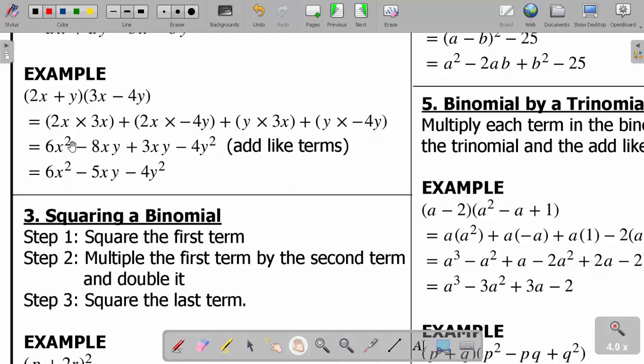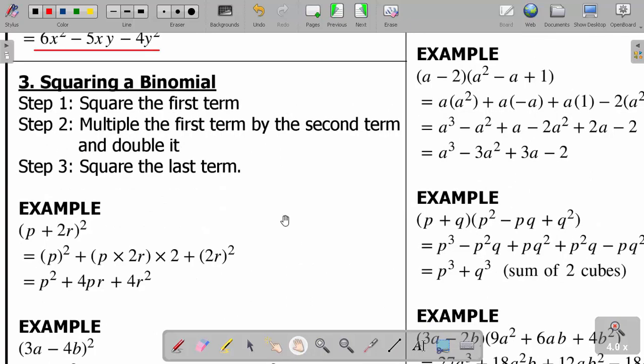Then when I get here, I add like terms. Now this one here, you see it is xy here, right? This is xy, another xy. So these are like terms. I'm going to say negative 8 plus 3 gives me negative 5xy. So my answer becomes 6x squared minus 5xy minus 4y squared. Finally, hope we are together. Let us proceed.